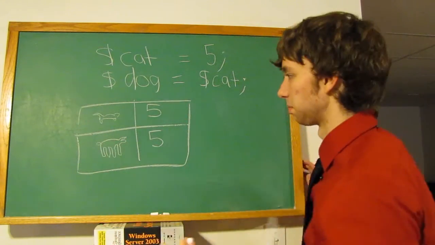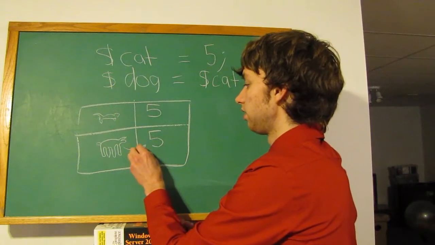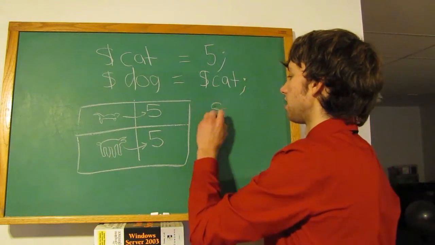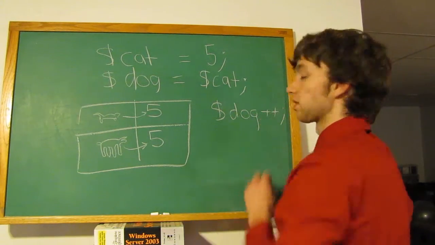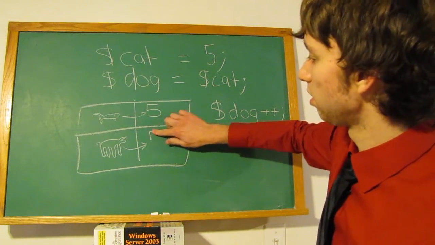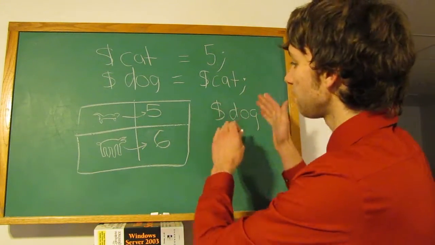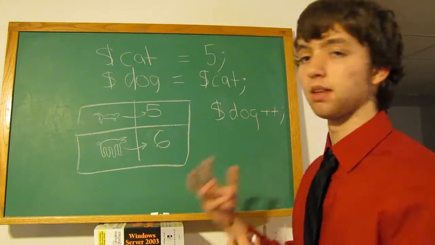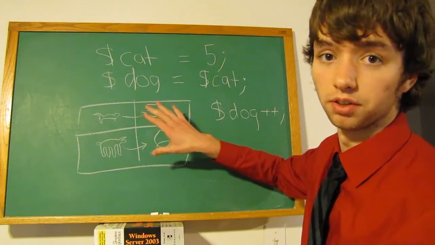So now we have 2 different variables. Anyways, 2 different variables with 2 values. They just both happen to be 5. Well, now what if I say dog plus plus? Basically increment it. Well, now the value of dog is no longer going to be 5, it's going to be 6. So basically it makes a copy, but they're not pointing to the same value. They may have the same value, but as you can see, they're both different boxes within this little example here.